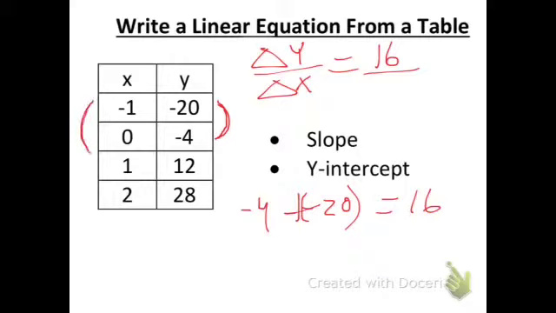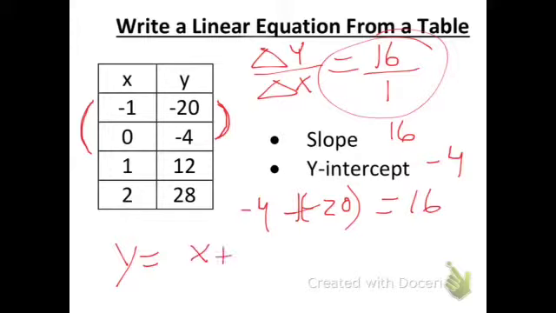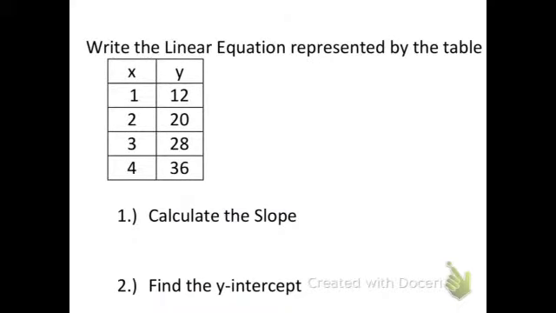And the change in the x from negative 1 to 0 is 1. And so my slope is 16 over 1, or just 16. The y-intercept is the y value when x is 0, which is right there. And so your y-intercept is negative 4. So when you write your equation, instead of having y equals mx plus b, you're going to have 16x, because that's what m is, the slope, and you're going to plus negative 4, which is the same thing as subtracting 4. Ta-da! Equation. Moving on to the back side there.